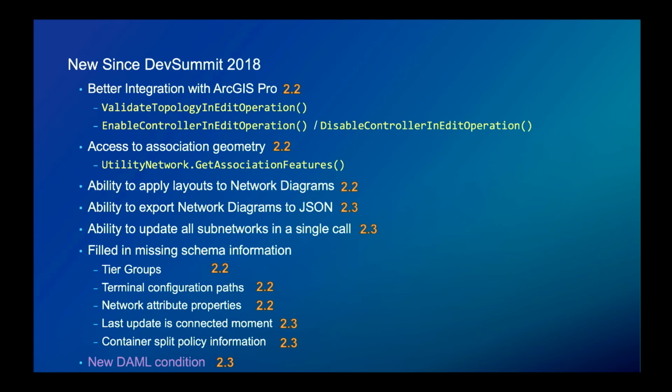Also filled in some missing schema information. We now have information available about tier groups, terminal configuration paths, some of the other network attribute properties, and things like last update is connected and container split policies. And again, that new DML condition, that's probably the one thing you should go out and change in your code now.